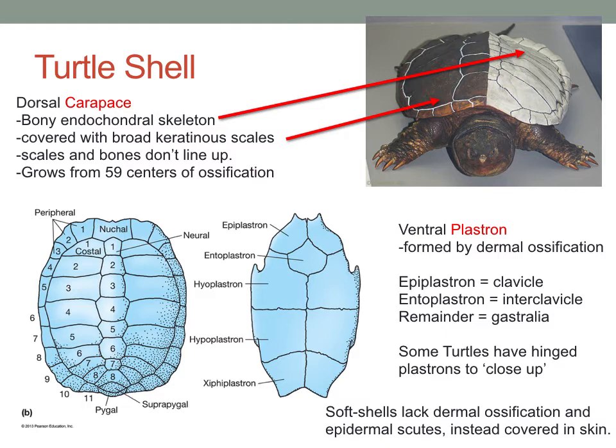Now, some turtle shells lack this dermal ossification, and they lack the epidermal scutes even. They still have shell elements, but they're covered in a layer of skin. These would be the soft shells, and I'll show you some pictures of those later. So that's the turtle shell.